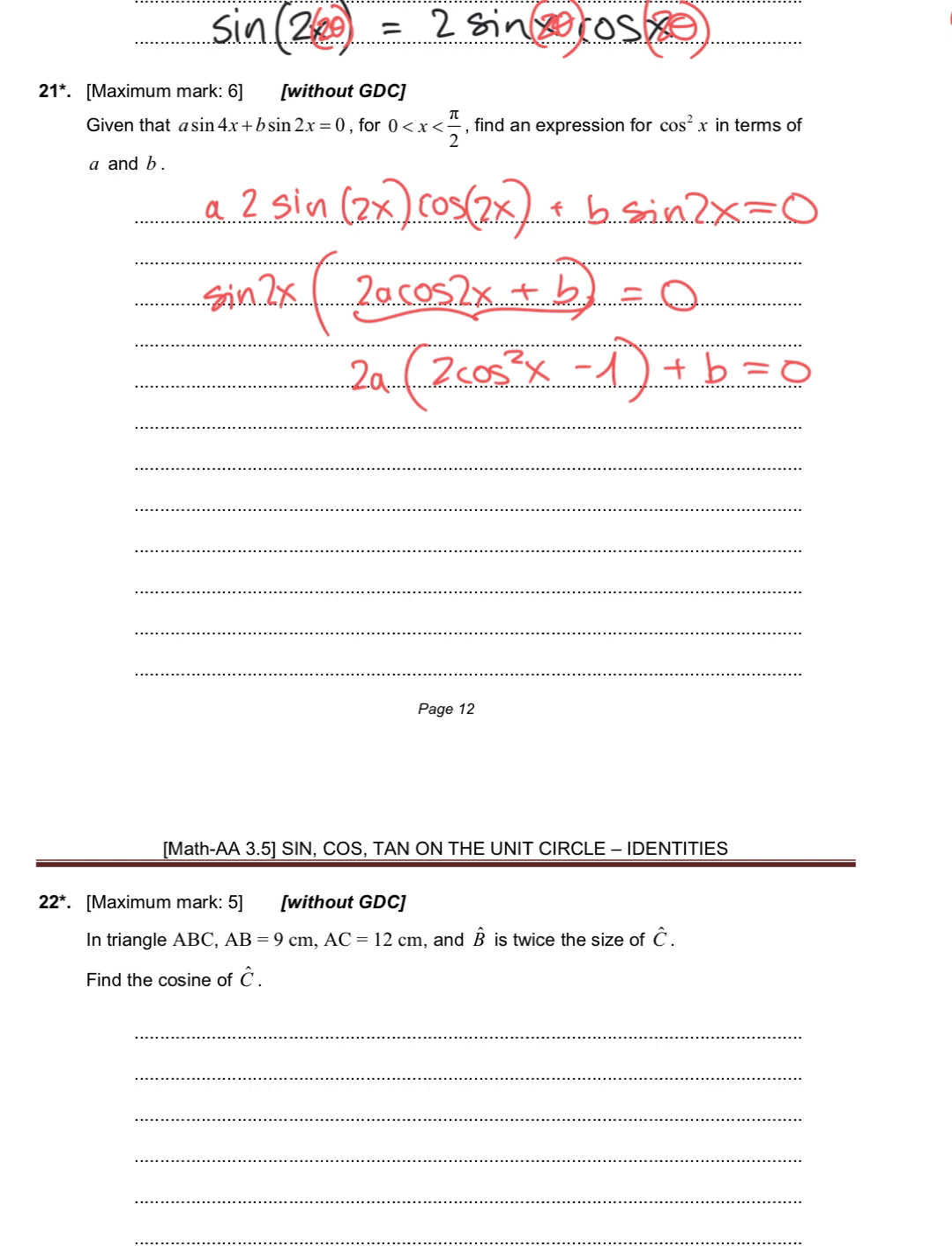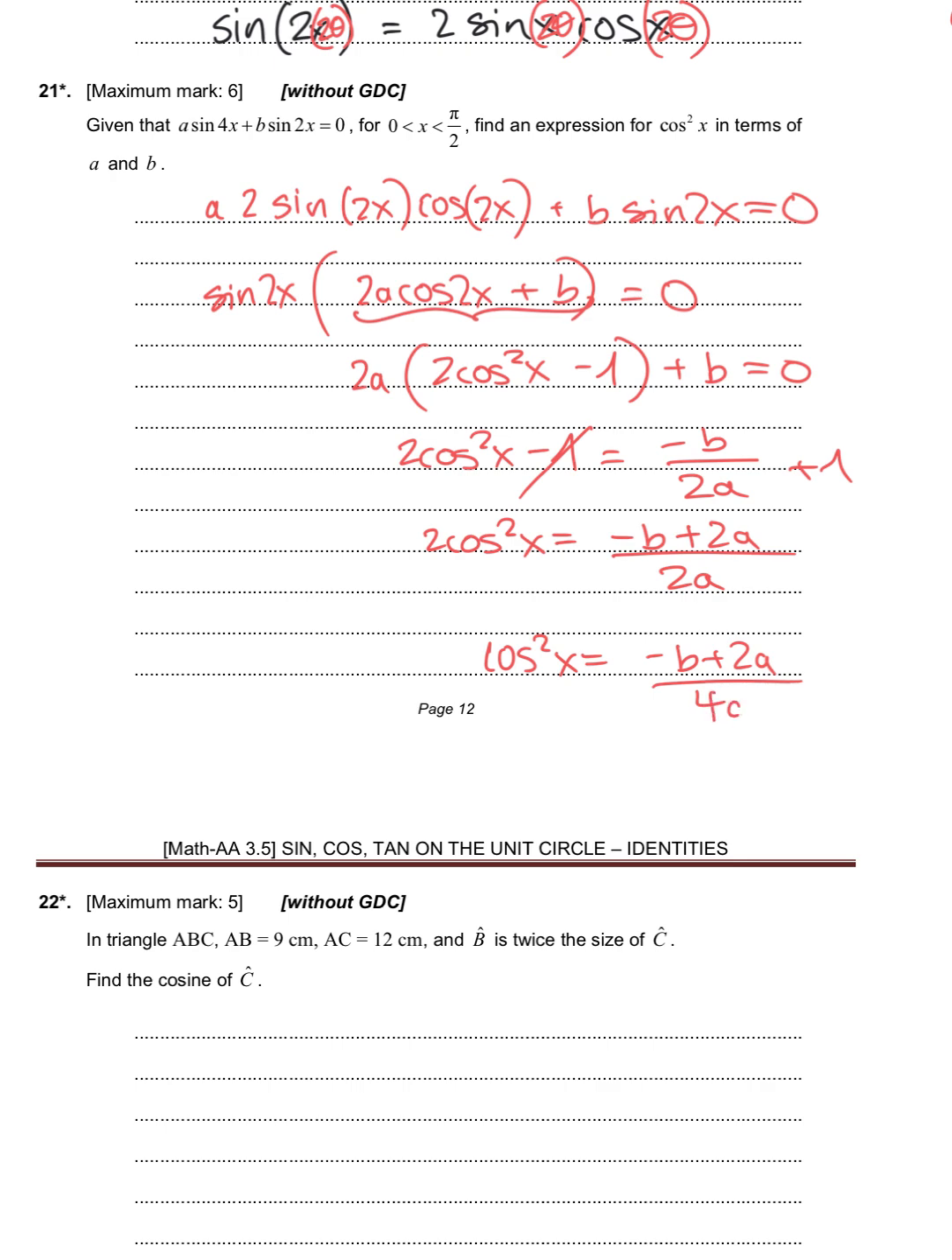So distributing, or not, we can just do 2 cosine squared x minus 1 is negative b over 2a. And then we need to add 1 and divide by 2. So negative b, so plussing 1, and with a denominator of 2a, that's 2a over 2a, so plus 2a, and this is over 2a, and now we divide by 2. So we have negative b plus 2a over 4a.